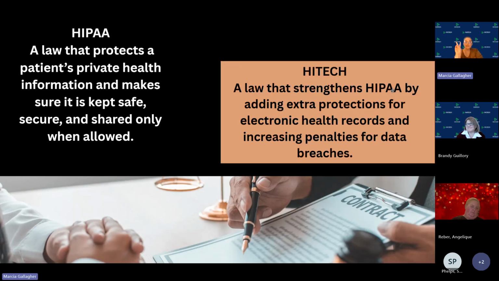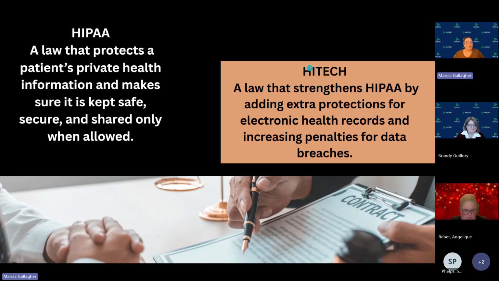All right, so now we're going to talk about two acts. And I just want brownie points, y'all, because I did not use a huge definition of what HIPAA was. I don't know if you guys have ever looked up the definition of HIPAA, but it is long. So I made it short. HIPAA is a law that protects a patient's private health information and makes sure it is kept safe, secure, and shared only with those allowed. So that's HIPAA. What is HITECH?